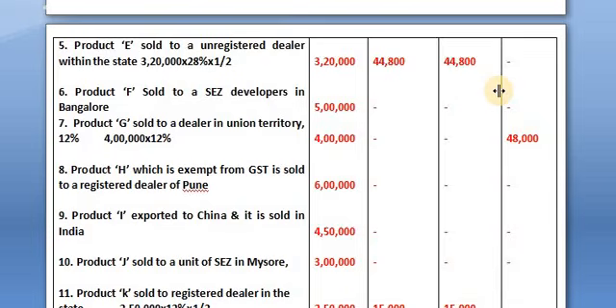Right? The transactions related to the cess developers are considered exempted from the payment of tax. So hence it is not considered for the calculation of GST.